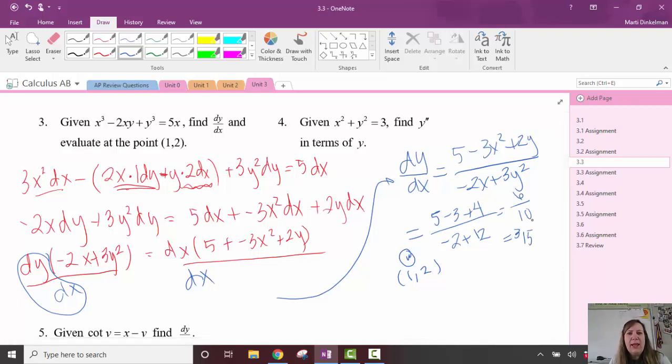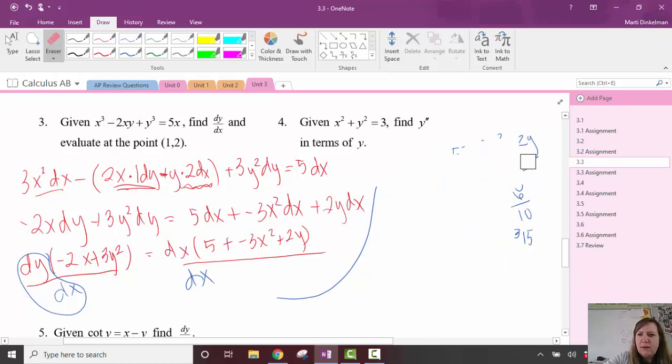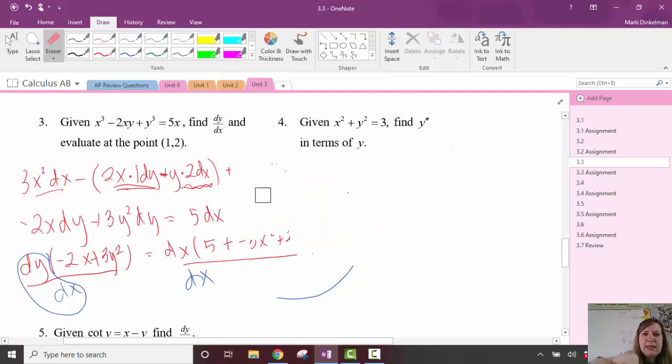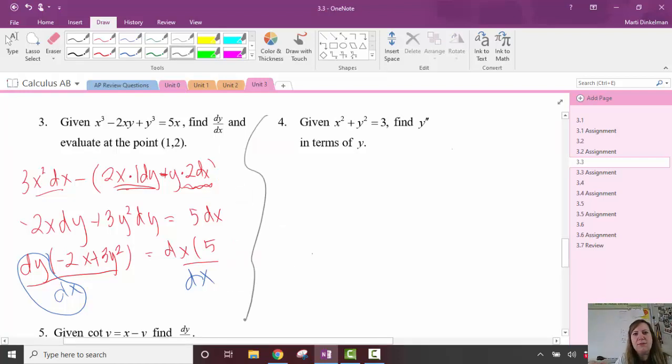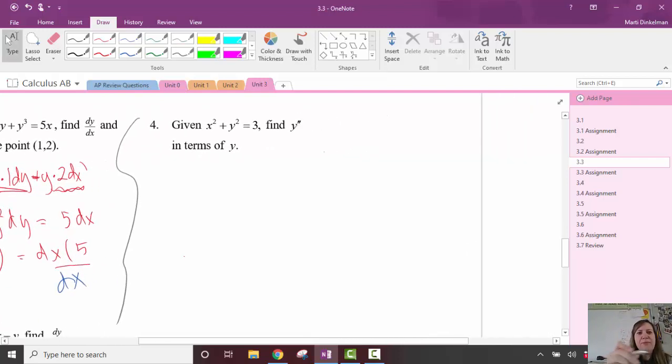Okay, so let's go ahead and look at example 4. I'm going to erase all that mess. Example 4 is finding the second derivative. So we have to work a little harder for the second derivative. Let's start with the first derivative. Luckily that's not too terrible. So 2x dx plus 2y dy equals 0.